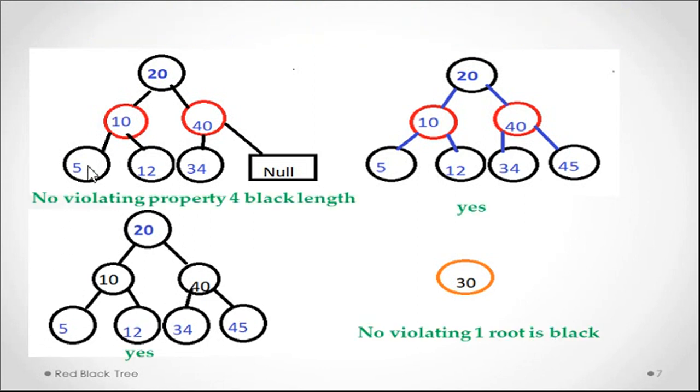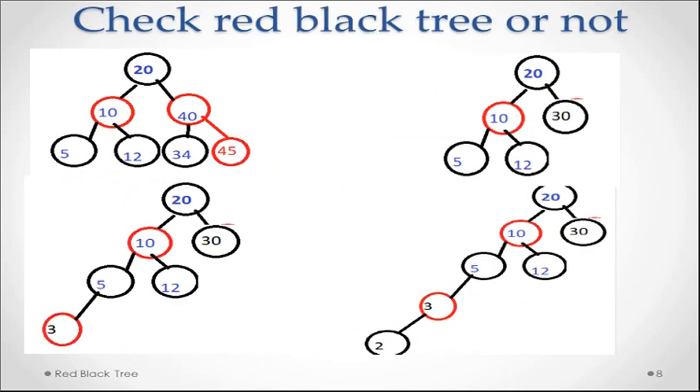So these are the answers. The first one is violating the black length property. This is a red black tree. This is also a red black tree, which has all black nodes. This has one node, but it is violating that the root node should be black. We'll check other trees. Now this property is not valid over here, that is, 2 adjacent nodes should not be red. So this is not a red black tree.